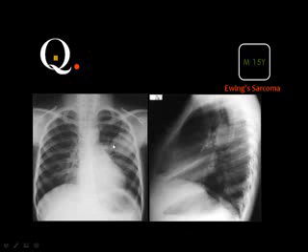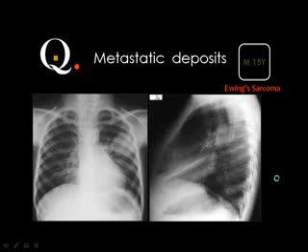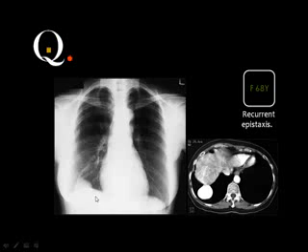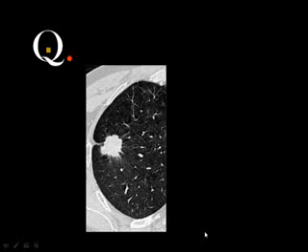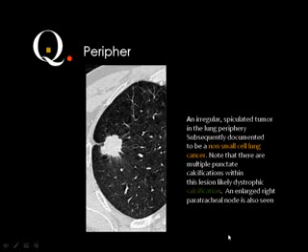Then nodule, mass, patch, cavity, mass. And what is the diagnosis? CT? No, there is a positive history of primary malignancy. Then you don't need the CT scan. This is a metastatic Ewing sarcoma in the chest. Nodule, mass, patch, cavity? Yes, very good. This is an AV malformation because of the vascular pedicle connecting the nodule to the hilum. Nodule, mass, patch, cavity? Bronchogenic carcinoma with typical speculated margin.